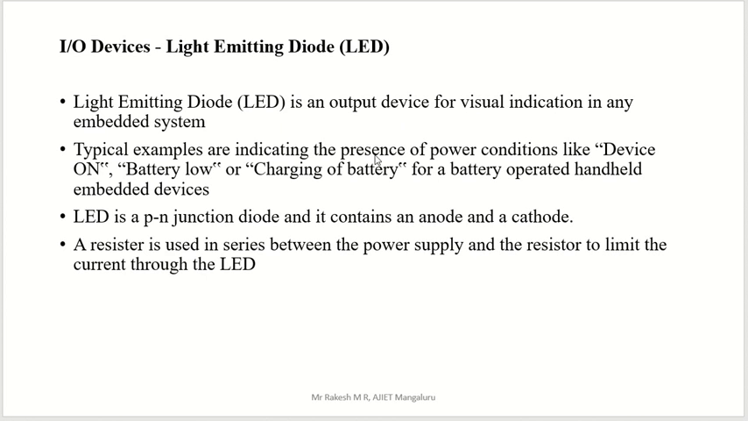A typical example for indicating the presence of a power condition is a device like an inverter. If you have an inverter in your home, there are some LEDs. Device on: when you switch on the device, that LED blinks. Battery low LED will blink if the battery is low. Charging: if the battery is charging, that LED will blink. For this purpose we are using LEDs, for battery operated handheld embedded devices.